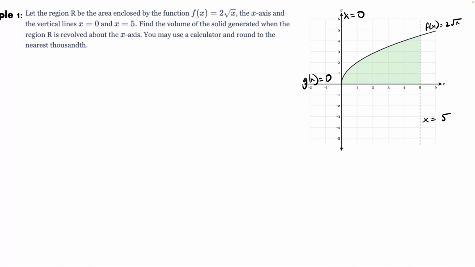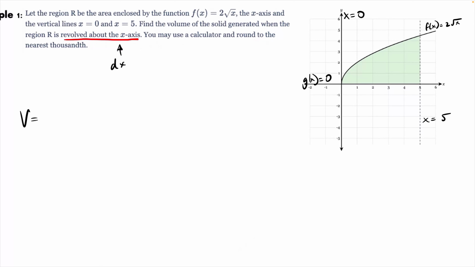Find the volume of the solid that's generated when this guy is revolved around. So here we go. This is where we're revolving. We're revolving around the x-axis. So if I'm revolving around the x-axis, it's going to be a dx because it's horizontal. The x-axis is a horizontal line. Okay? So this guy is going to be a dx.